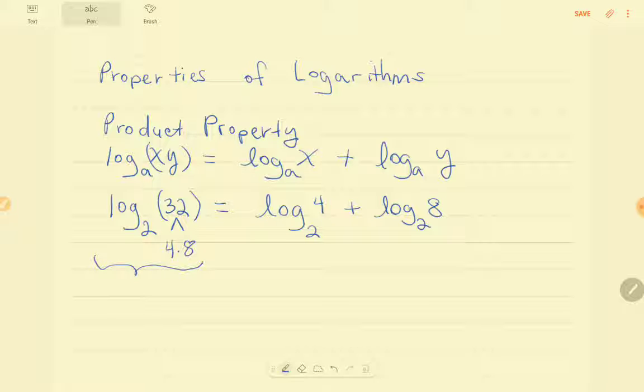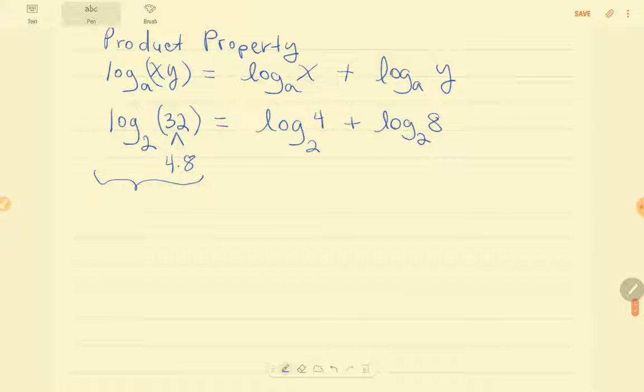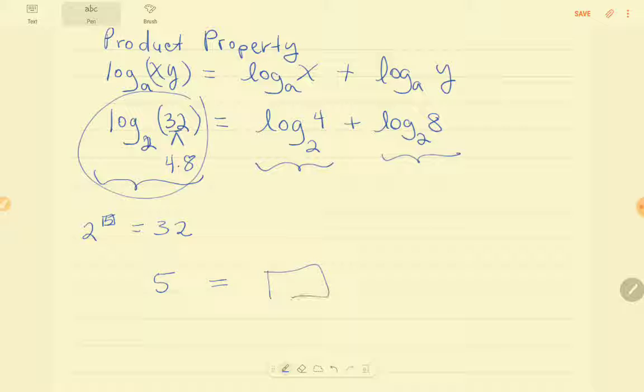So first we'll just evaluate the log base 2 of 32. And remember, a logarithm is the exponent you would need to raise the base to in order to get the argument. So if I rewrite this in exponential form, it would be 2 to some power is equal to 32. So if you raise 2 to the power of 5, you'll get 32. Therefore, this whole expression here is equal to 5. So I'm going to write 5 equals, and then we're going to evaluate these two pieces and rewrite them here and see if it adds up to 5.